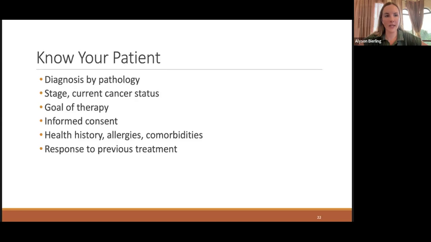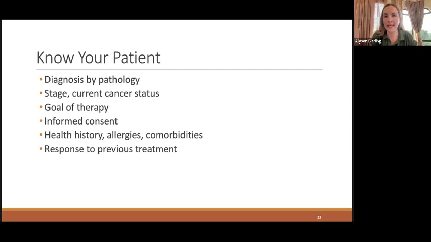So when we're assessing our patient, we want to know the following components. So we want to know what is our patient's diagnosis by pathology. A pathology report should be in the patient's chart, which tells us that they do indeed have cancer, and the type of cancer, hopefully their hormone receptor status: are they ER positive or negative, HER2 positive or negative? We want to know the patient's stage and their current cancer status, the goal of therapy.